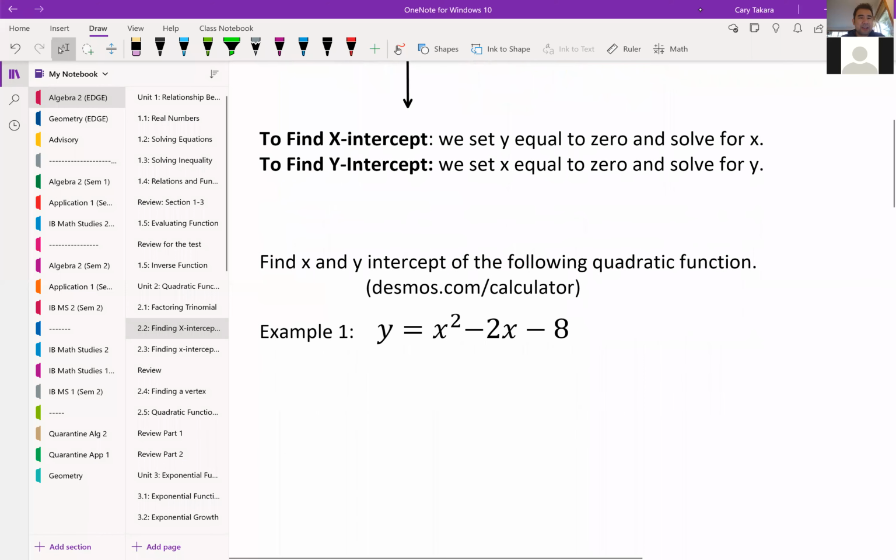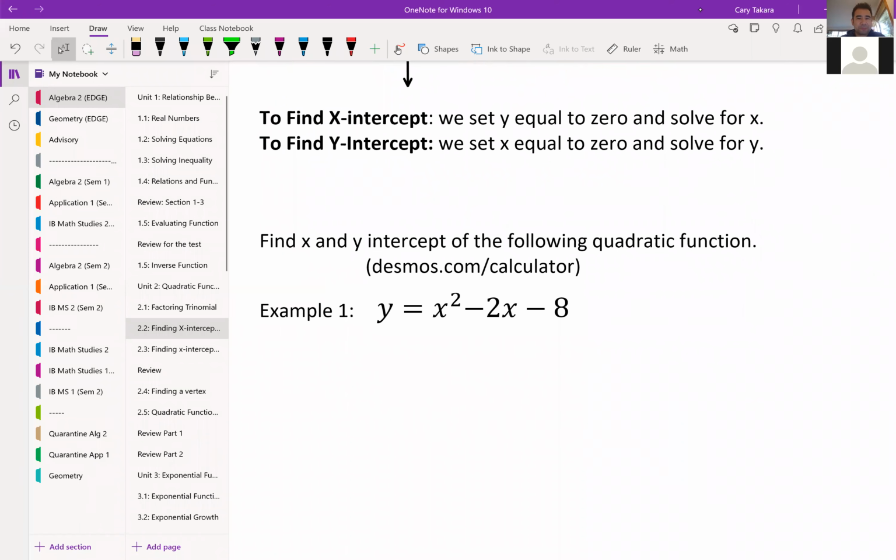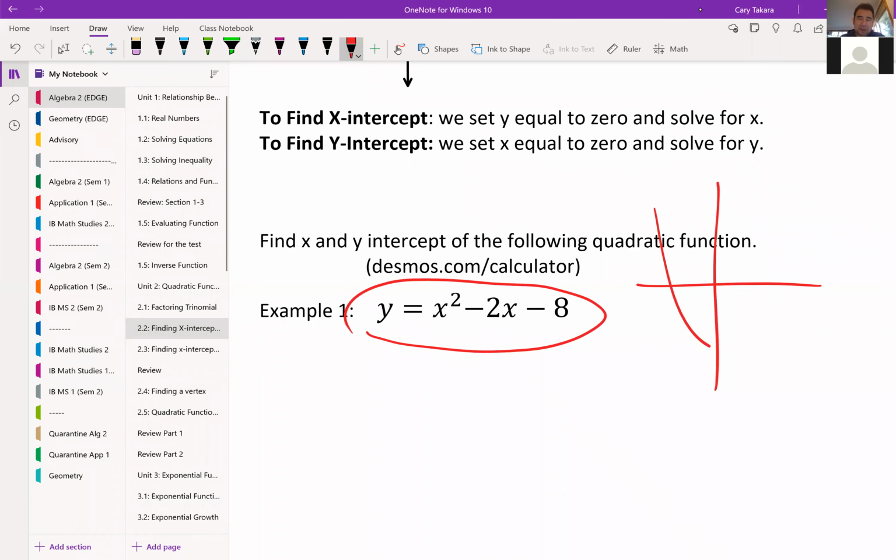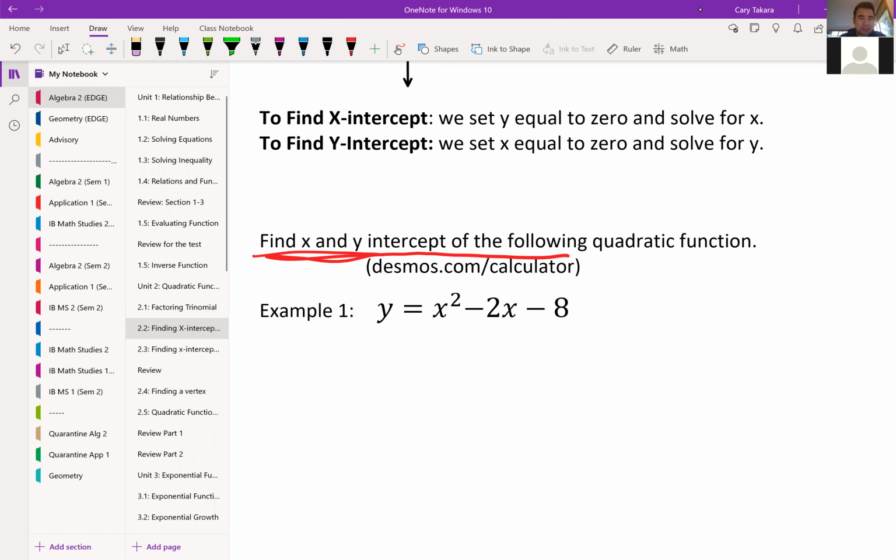Okay, so let's do an actual problem here. Over here we've got a parabola, and it's got 2 x-intercepts. It's crossing somewhere, right? I don't know where it is, but I want you to find the x and y-intercept. Don't worry about the Desmos.com. We'll talk about that.